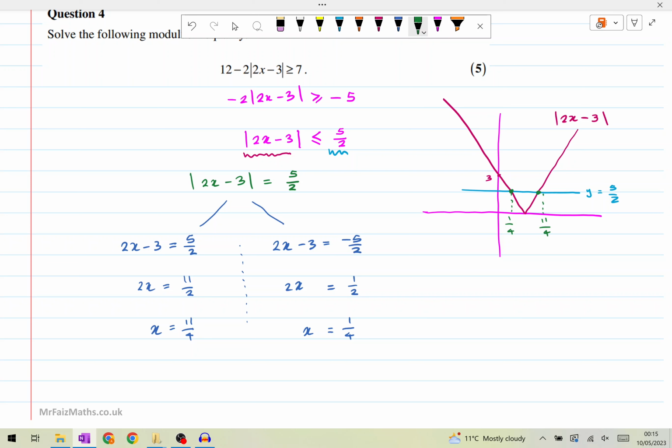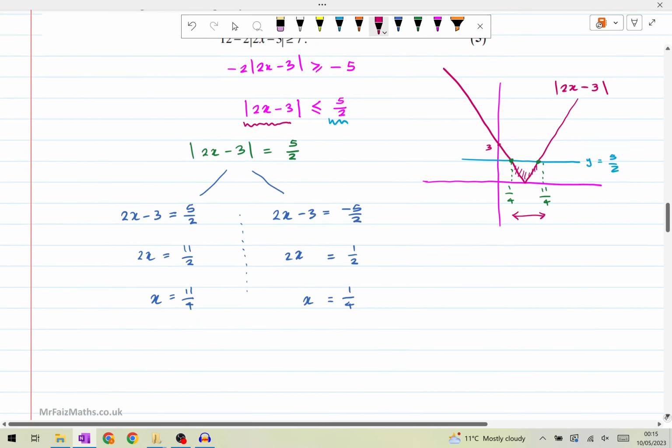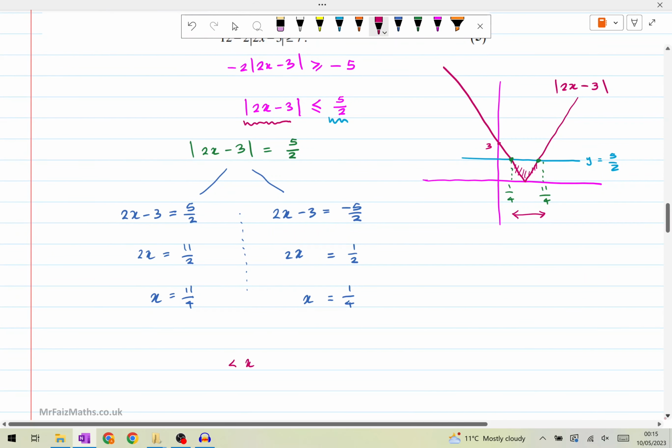And what we are looking for here, if we say the modulus of 2x minus 3 should be less than or equal to 5 over 2, what we're asking is for what values of x is the red graph below the blue one here. So the part of the graph where the red graph is below the blue one is all of these values here. So that is when x is in between 1 over 4 and 11 over 4. So the final solution to this should be that x must be greater than or equal to 1 over 4, but less than or equal to 11 over 4.